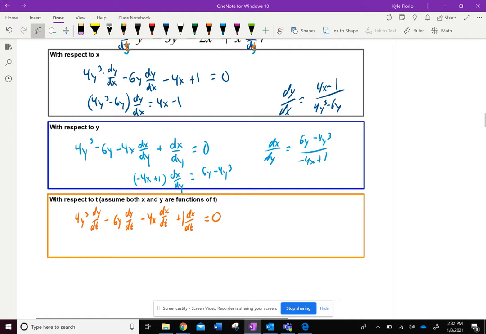And the way we're going to handle these, because there's two variables involved, there's my dy's, and separately there's my dx's, I'm going to leave all my dy's on one side and all my dx's I'm going to put on the other side just to clean it up. So here, factor out the dy, I get 4y cubed minus 6y dy/dt. Now on the other side, I'm going to add the 4x dy/dt and subtract the dx/dt. So let me just factor that out and we're done.